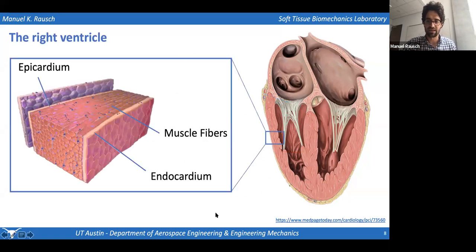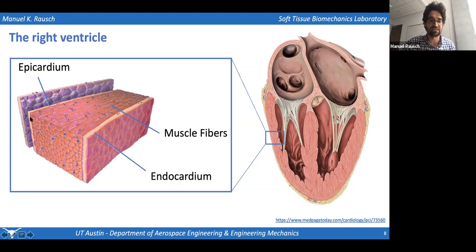And so I specifically look at right ventricular myocardium, and myocardium really just means heart muscle. It's an interesting and complicated material. What we see here is a cartoon version, where we see the muscle fibers of the right ventricular muscle. And you can see that this is a highly organized tissue. That means it also has a direction, a preferred direction, or an axis of symmetry.